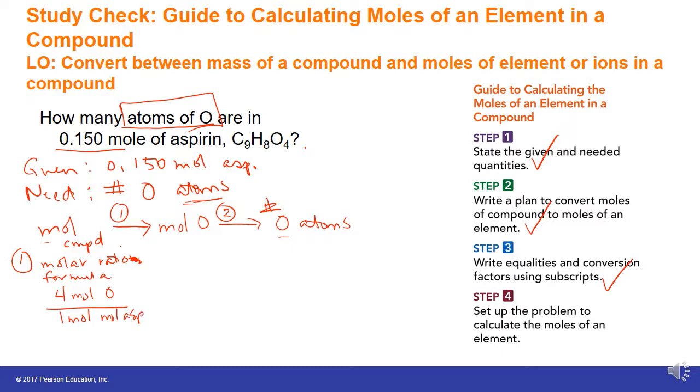Right? And number 2, we need Avogadro's number to get from the moles of oxygen to the number of atoms of oxygen. So I'm going to put 6.02 times 10 to the 23 oxygen atoms on top of 1 mole of oxygen. So let's solve our problem.